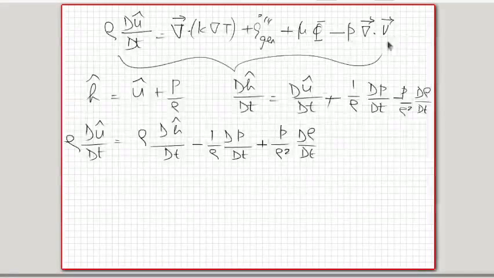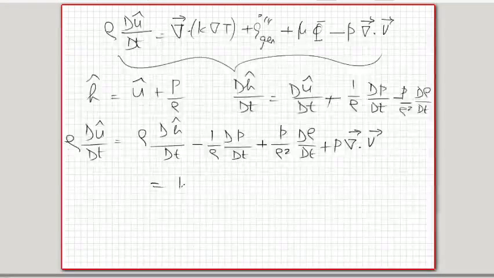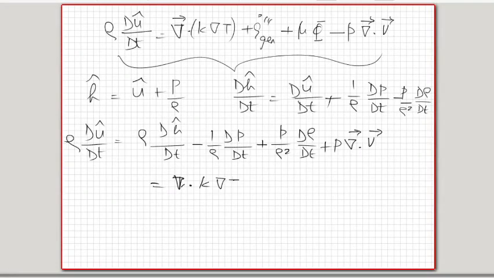So this P del dot V term and this one we can actually combine. If I bring the P del dot V term to the left hand side, plus P del dot V on the left hand side, that will be equal to del dot K del T, plus Q dot generation plus mu phi.